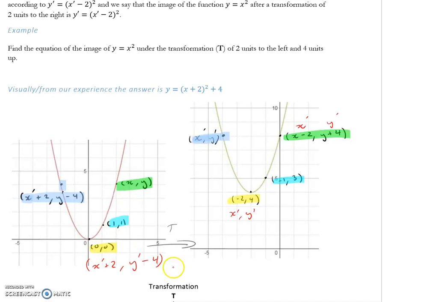So there are ways of writing things in terms of the image coordinates, or in terms of the original coordinates. So x is equal to x dash plus 2, y is equal to y dash minus 4. Or alternatively, you label these: x dash is x minus 2 and y dash equals y plus 4. The image of the x coordinate is x minus 2 and the image of the y coordinate is y plus 4.